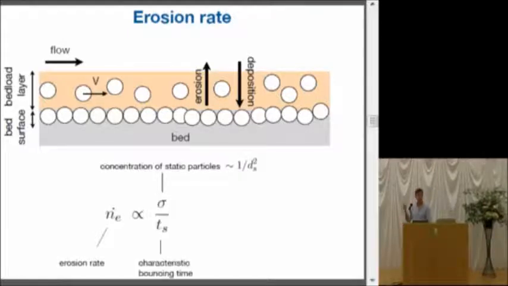Then for the sake of physical dimension, I need a time scale here, and it turns out that the only time scale that comes naturally out of the control parameters of the problem is the characteristic bouncing time, or the characteristic settling time, that I introduced in my previous slide. And finally, the experiments show that the erosion rate increases linearly with the excess Shields stress, and in particular, when the Shields stress is below the threshold, of course, the erosion rate drops to 0.